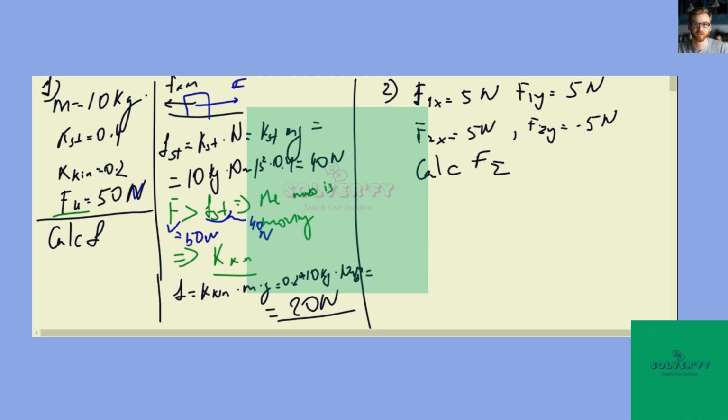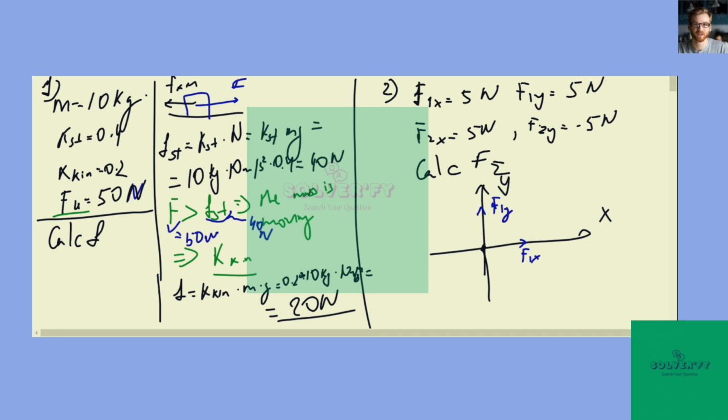Now let's solve problem 2. Here we have two forces applied to an object at the origin. Let's label the y and x-axis. So the first force F1 has an x component of plus 5 newtons and a y component of plus 5 newtons.